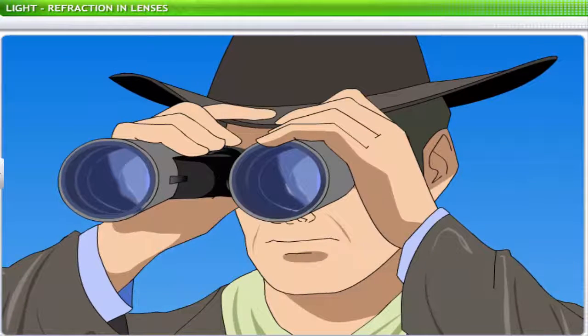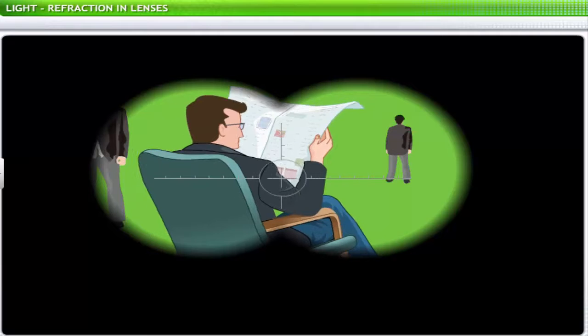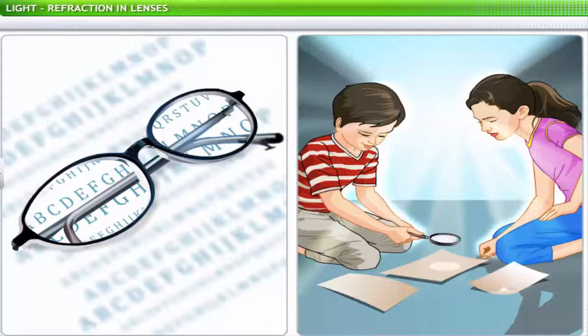The refraction of light through lenses alters the characteristics of images. We can employ this property of lenses in a variety of ways. In this lesson, you will learn about lenses and their uses.